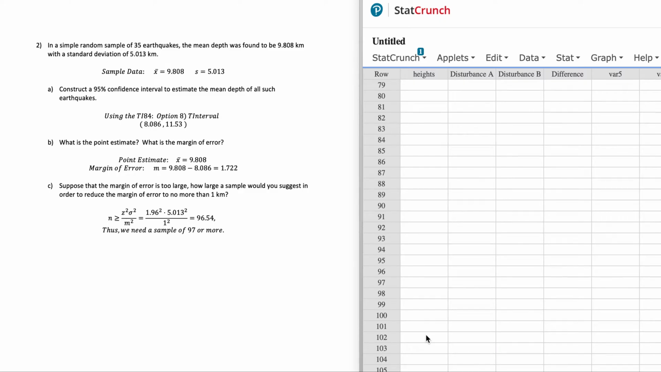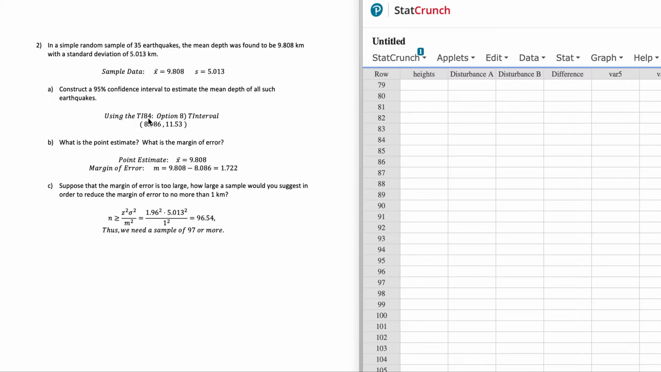In a simple random sample of 35 earthquakes, the mean depth was found to be 9.808 kilometers with a standard deviation of 5.013 kilometers. So our sample data here includes two sample statistics, the sample mean and the sample standard deviation. We're going to construct a 95% confidence interval to estimate the mean depth of all such earthquakes.